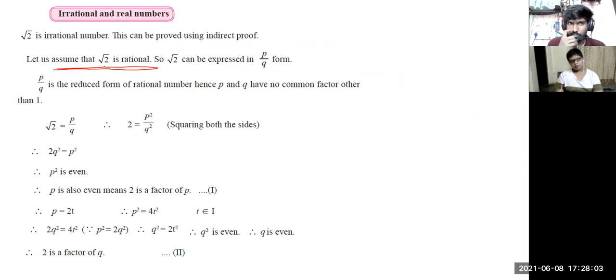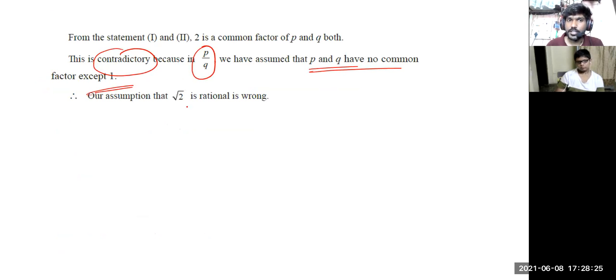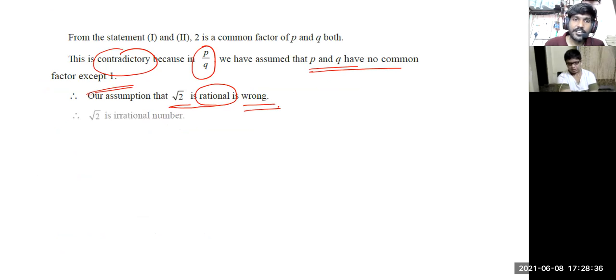We assumed that root 2 is rational. This was our assumption. So whenever we get a contradiction, whatever you assumed at the beginning, that assumption will be wrong. So our assumption that root 2 is rational is wrong. Now, if root 2 is not rational, then what is the option left? Root 2 is irrational. So therefore, root 2 is an irrational number. This is called an indirect proof.